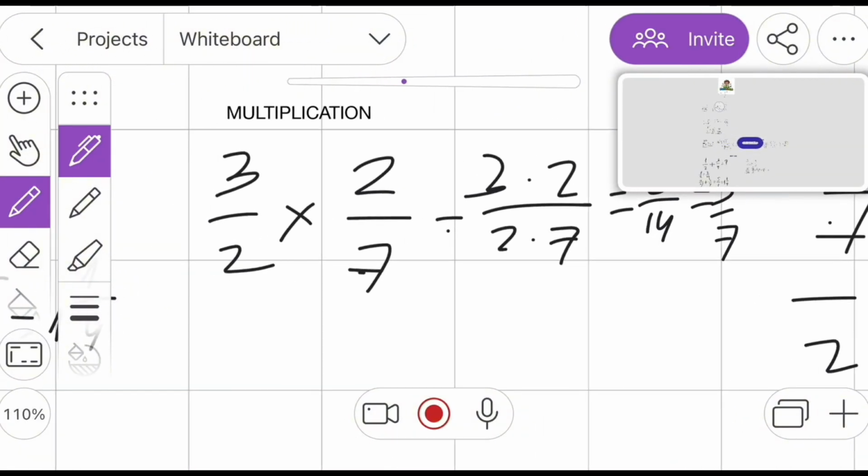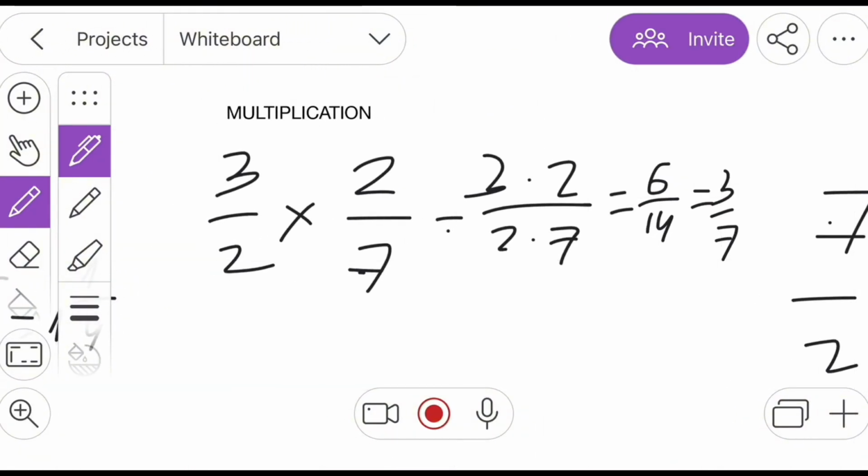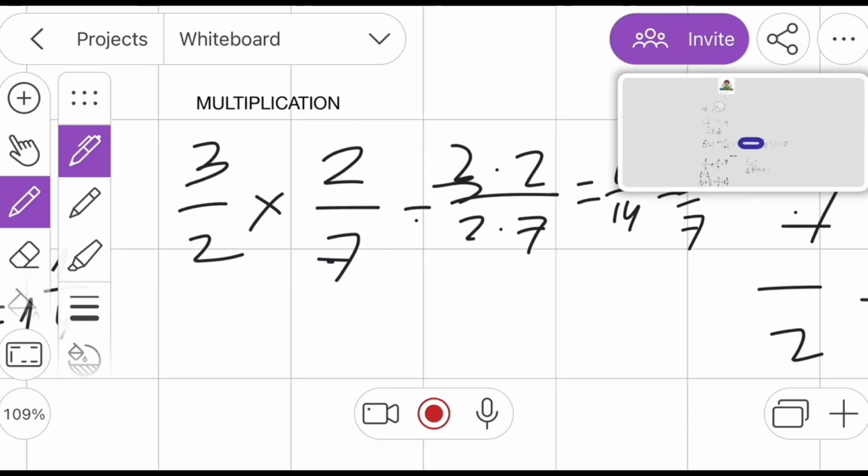For multiplication, it's pretty simple. We should just multiply the numerators and the denominators. So 3 halves times 2 sevenths is going to be 3 times 2 divided by 2 times 7. It's 6/14 or 3/7, because they can both be divided by 2. So we should do this.